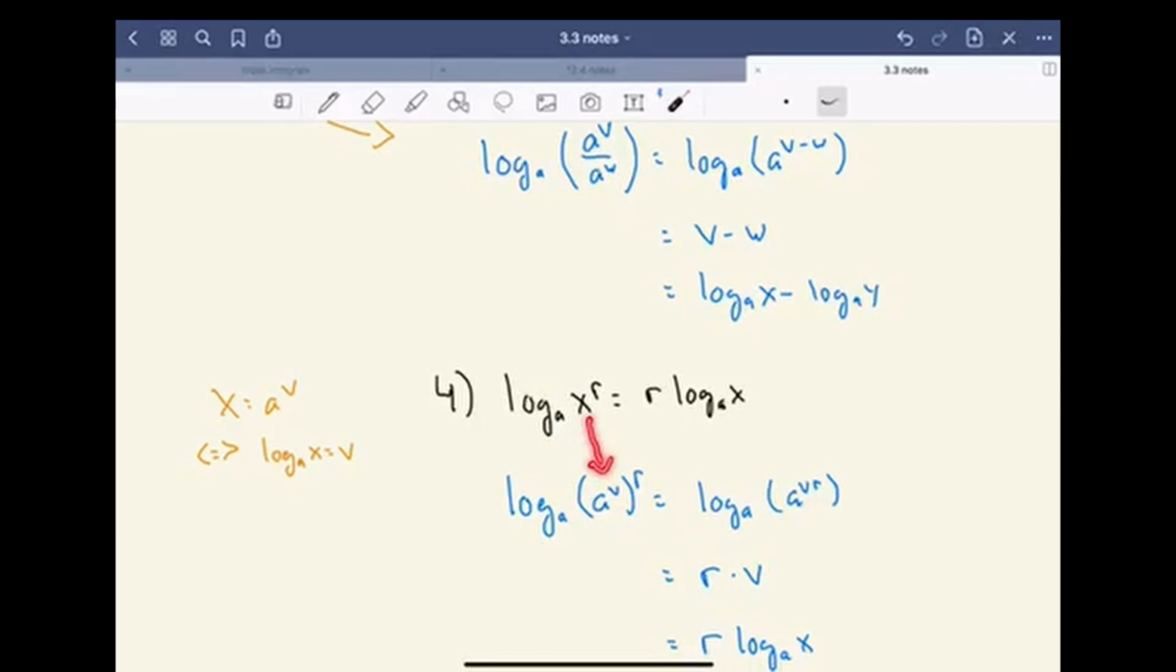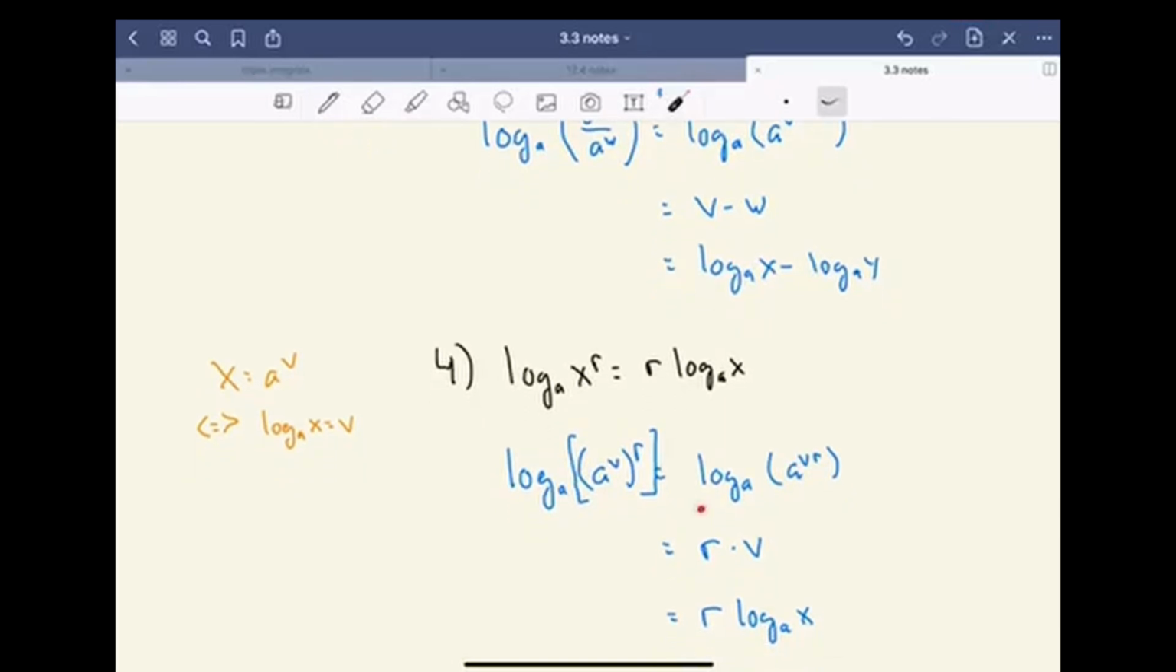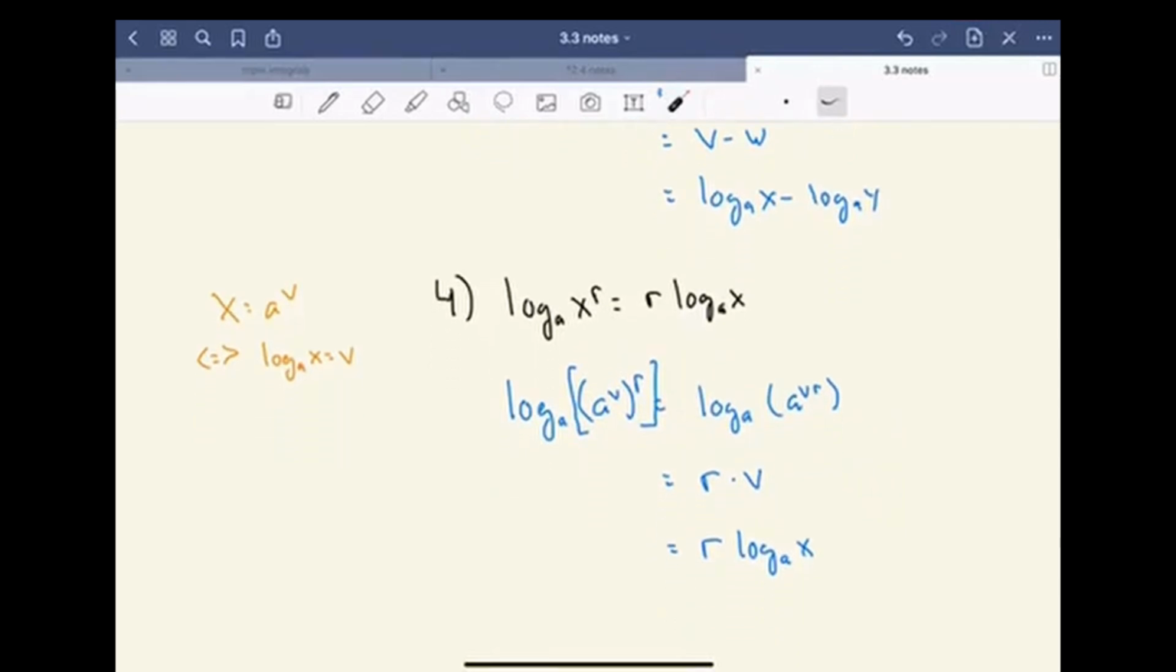Now, remember, you're taking this. Just to make this a little bit clearer, I'm taking the log of this whole thing. So now, these powers, they multiply, remember? Remember that rule from exponents? So now, when we take this logarithm, we get r times v, and v is again the log of x.